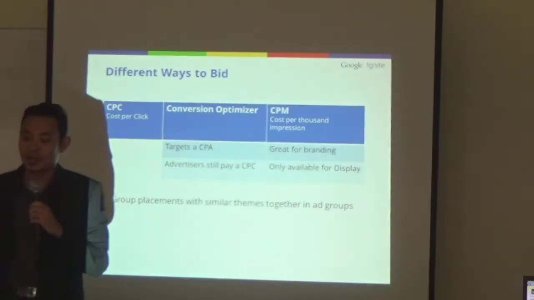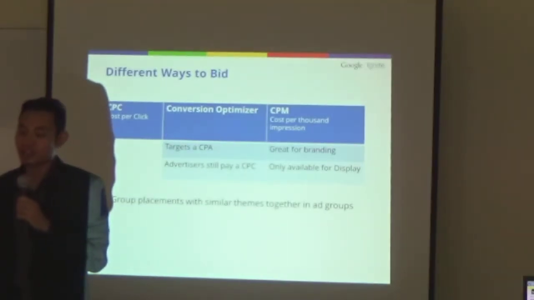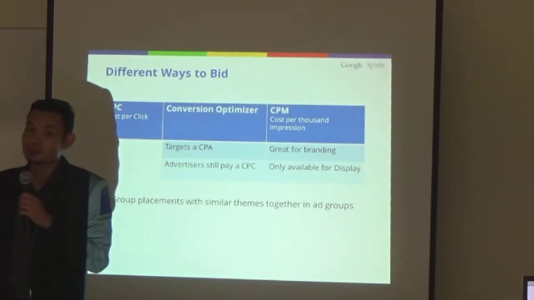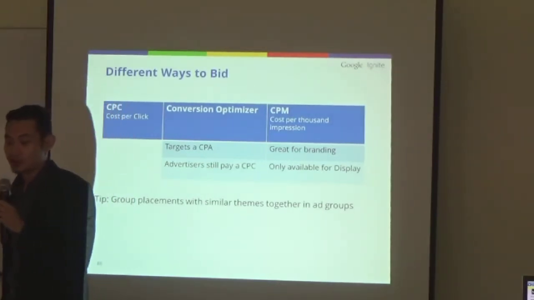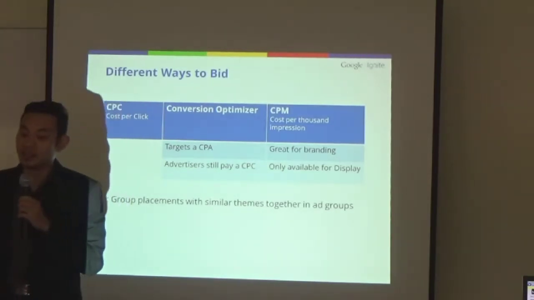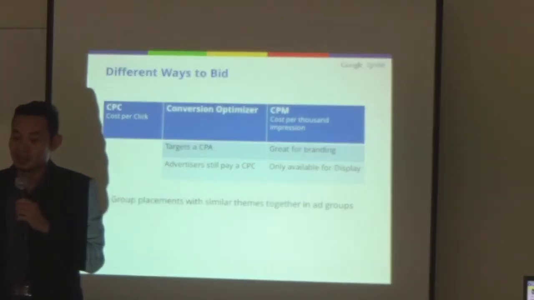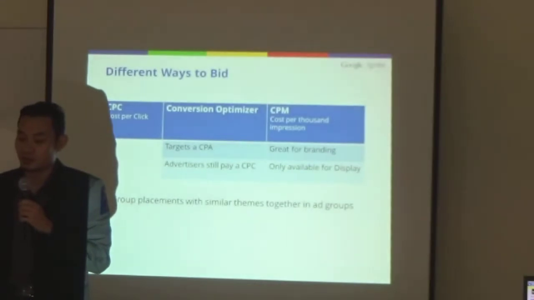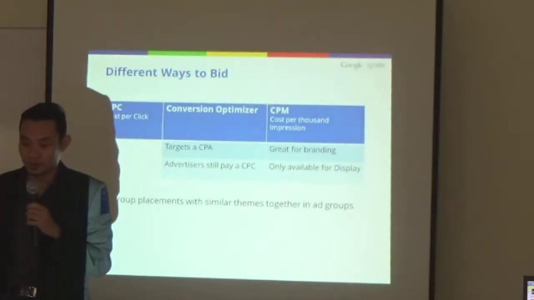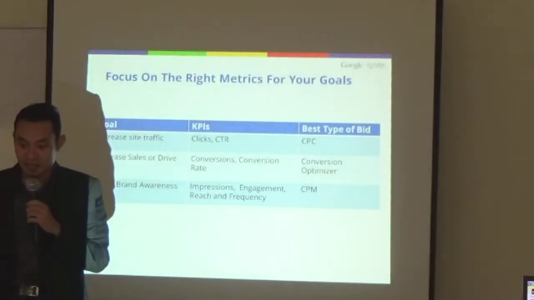Questions might be asked about, for branding, what are the ways to bid? So the answer would be what? CPM. So use the CPM bidding model for brand awareness if you want to target the display network. And questions also might come out, in display, what are the kinds of bidding types available? CPC, conversion, CPM. So these are things that you want to take note of.